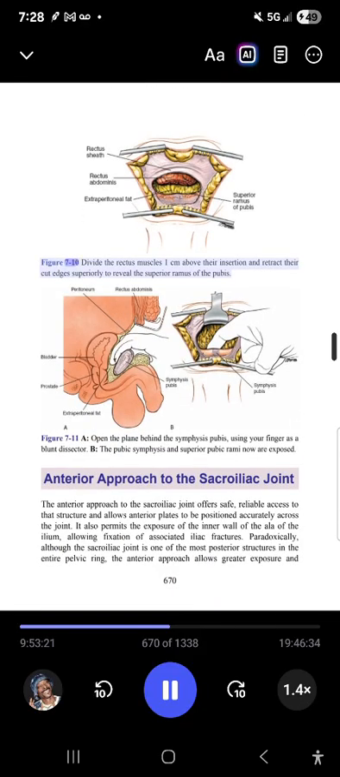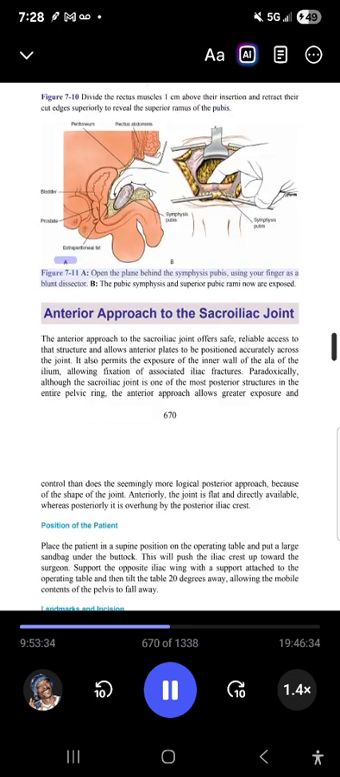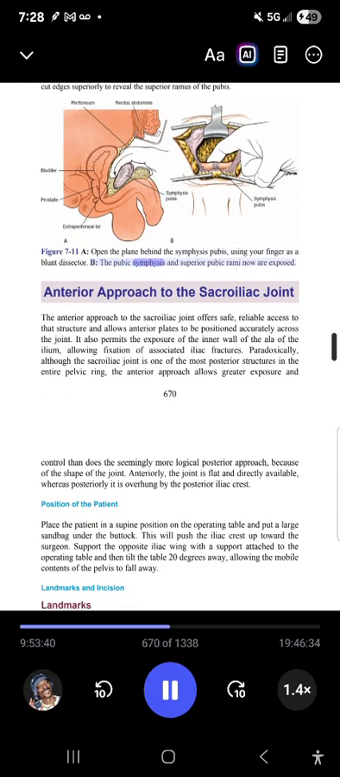Figure 7-10. Divide the rectus muscles 1 cm above their insertion and retract their cut edges superiorly to reveal the superior ramus of the pubis. Figure 7-11a. Open the plane behind the symphysis pubis, using your finger as a blunt dissector. B. The pubic symphysis and superior pubic rami now are exposed.